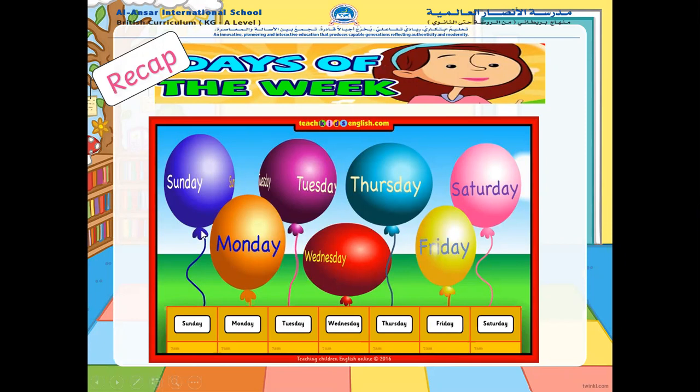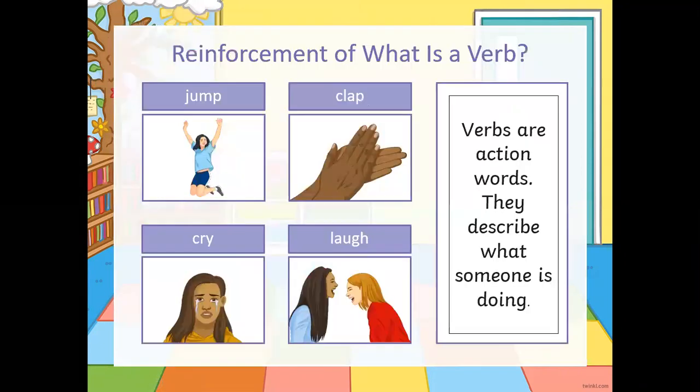What did we learn in our previous lesson? Yes, we learned about days of the week. Now, do you all know how many days are in the week? Amazing. Yes, there are 7 days. And do you know the names of the days? Excellent. Sunday, Monday, Tuesday, Wednesday, Thursday, Friday, Saturday. Amazing job, class. Now, let us look at what we have for today.